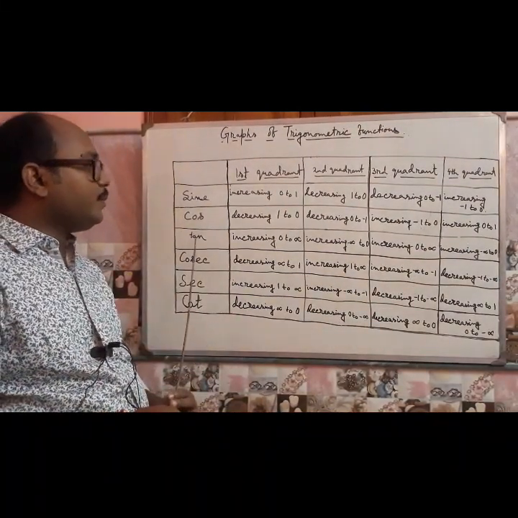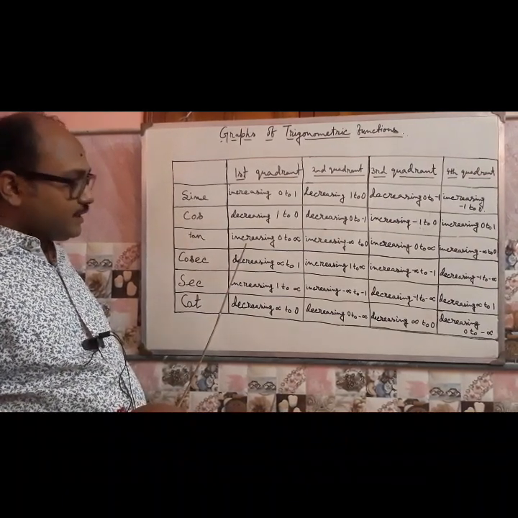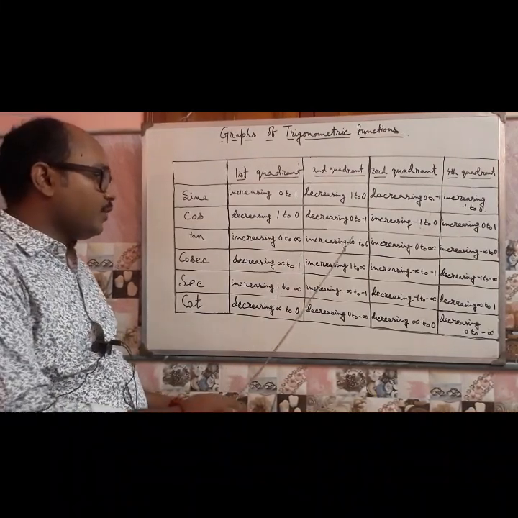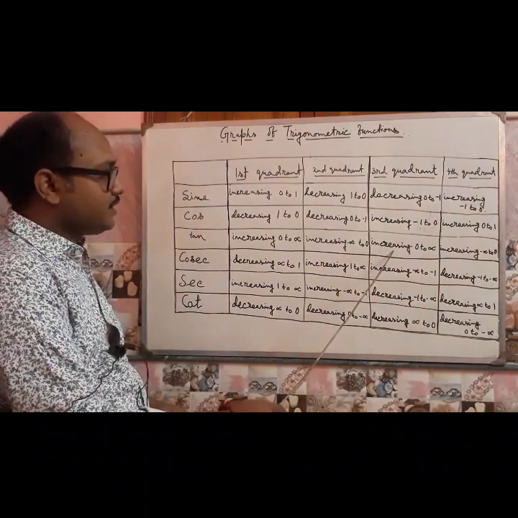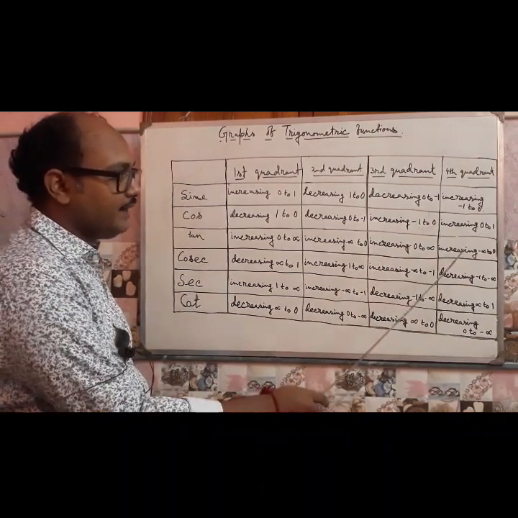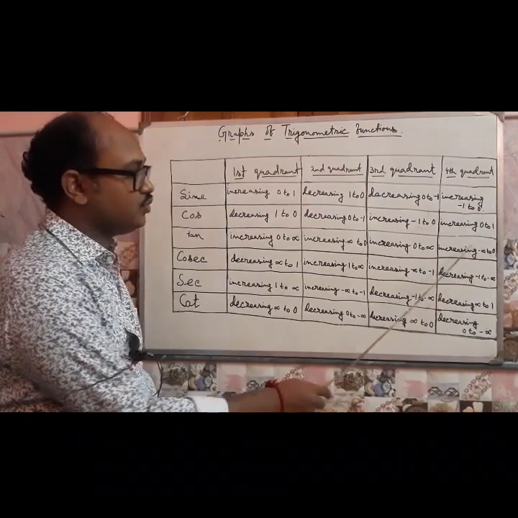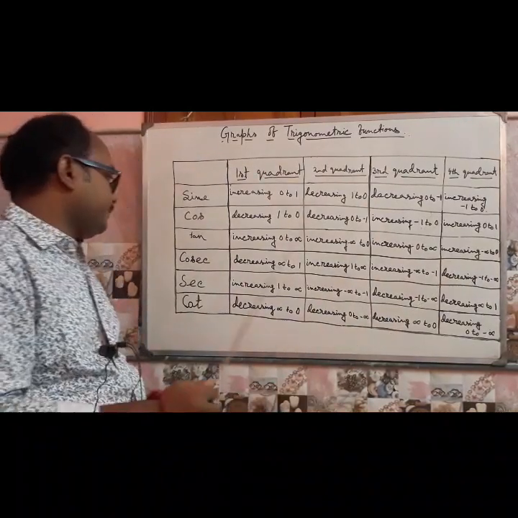Then the tan function is always increasing. In the first quadrant, it is increasing from 0 to infinity. In the second quadrant, it is increasing from minus infinity to 0. In the third quadrant, it is increasing again from 0 to infinity, and in the fourth quadrant, it is increasing from minus infinity to 0. So, we can see in the second and in the fourth quadrant, tan is negative.